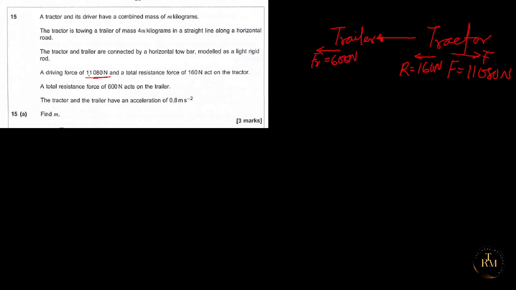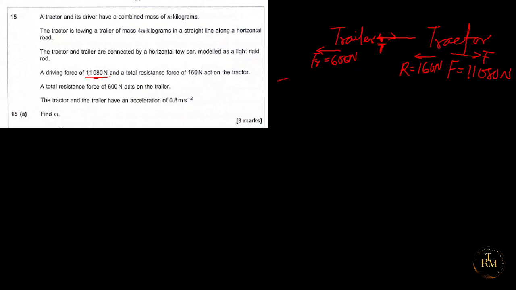That's for the trailer. But because the trailer is being pulled by the tractor, and there's a light rigid rod that is towing the trailer, the forward force that is acting on this trailer is the tension that's acting in this stretched rod, pulling the trailer with respect to the tractor at the front. So what we'll try to do here is analyze the two of them as two different systems. We have the tractor, we have the trailer.